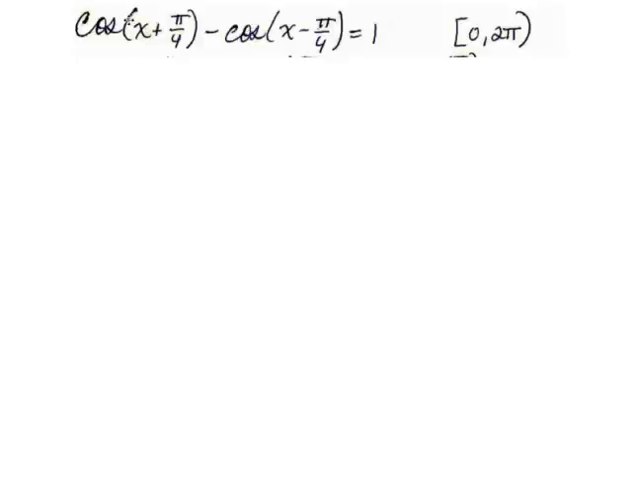Now, the good news is we have both cosines. The bad news is the angles don't match. So they're not like terms. I can't subtract them. There's really not a lot I can do with this. So we're going to use the same approach by using some of our identities. I'm going to use the sum identity for cosine and the difference identity for cosine.